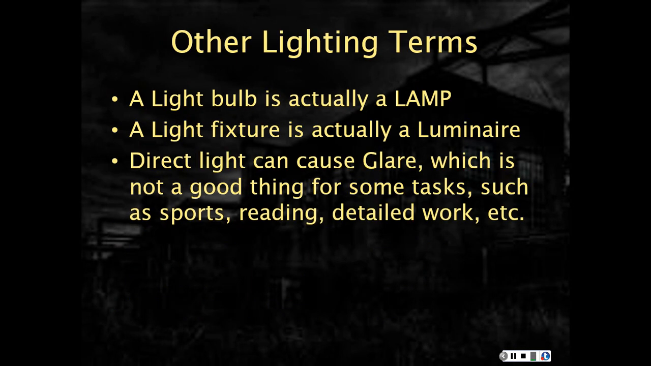Other lighting terms: we call light bulbs bulbs. Actually, the bulb itself is called a lamp. The fixture the lamp is put in is known as a luminaire. So we go out and purchase a lamp, and we come in and put it inside a luminaire. Direct light can cause glare, which is not a good thing for some tasks such as sporting events, reading, and detailed work. So typically we try to avoid glare. It's direct lighting actually bouncing off something or coming directly into our eyes because we're looking at the light directly.